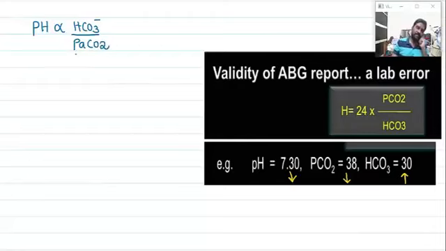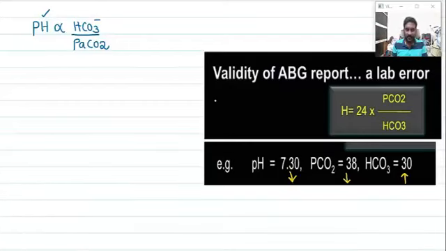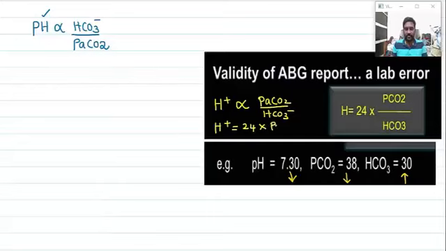So pH is proportional to bicarbonate by PaCO2. pH is nothing but the negative logarithm of H plus. So if we take it in terms of H plus, the symbols will change now. It is proportional to PaCO2 by bicarbonate. Now removing the proportional sign and introducing a constant 24, this will be the formula to calculate the H plus value.